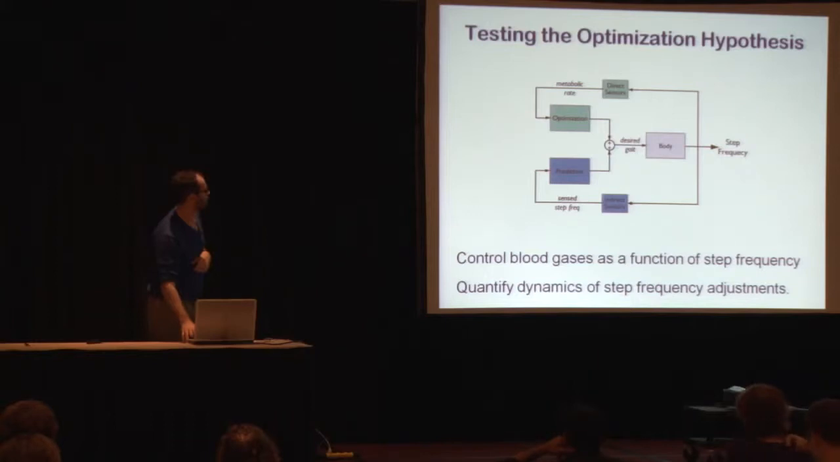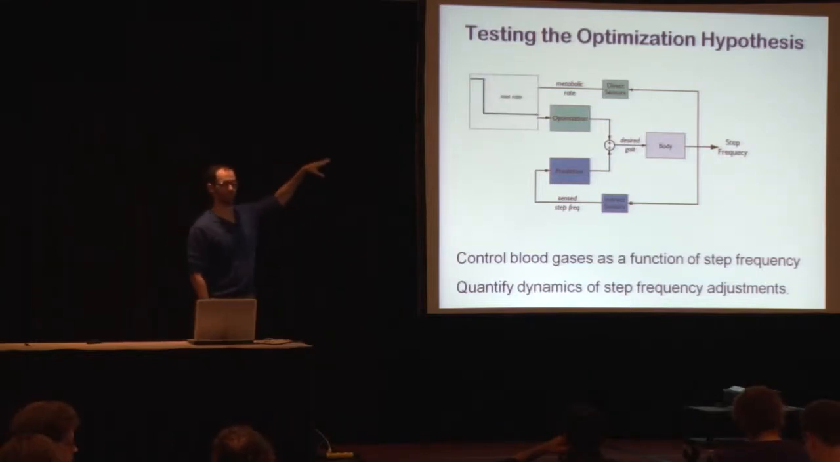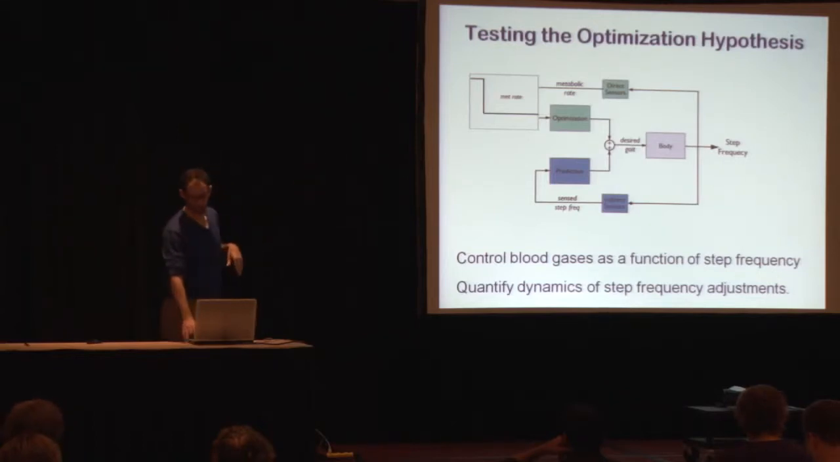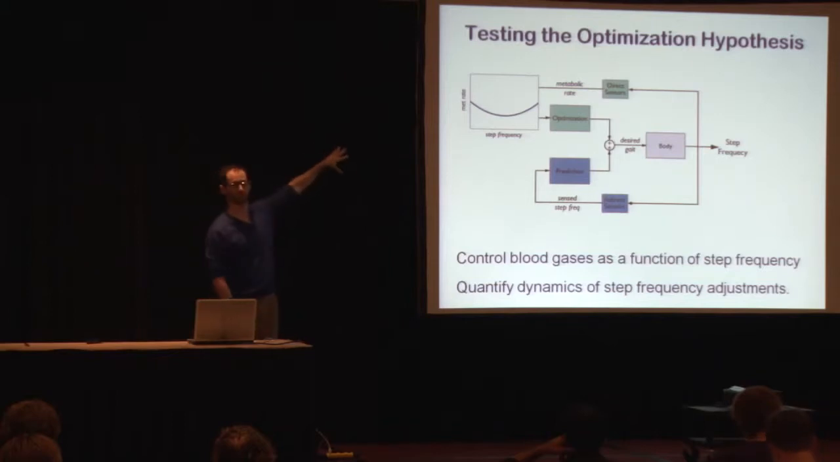Okay. So now we want to perturb optimization, but we can't do a simple perturbation where we just suddenly change the blood gases. We have to do something as a function of step frequency. So if this is the normal relationship between metabolic cost and step frequency, what we want to do is add something like the green line here, where we add extra sensed metabolic cost as a function of step frequency, so that when that adds to the normal metabolic cost, the perceived metabolic cost in red has a new minimum.